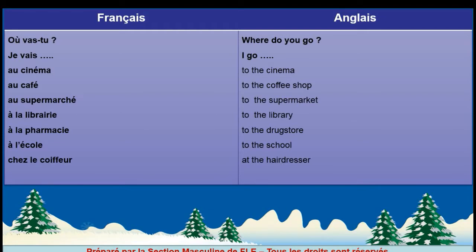I use something else. I will teach you that, inshallah, now. So, où vas-tu? Où vas-tu? I say je vais. Où vas-tu? I mean, where do you go? Je vais. I can use here au cinéma, the place before cinema.